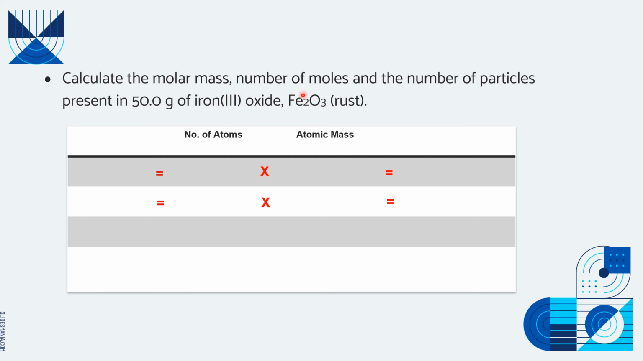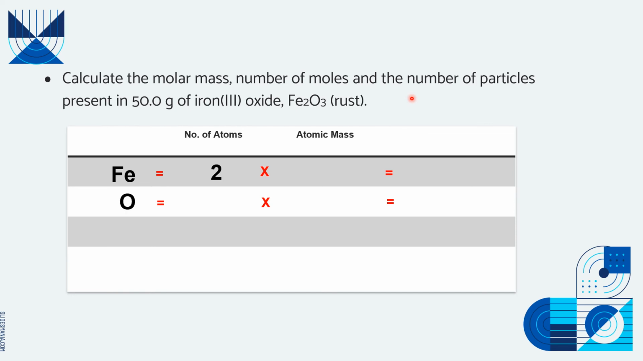So, to get the number of moles, we need to know the molar mass of iron oxide. We will use the molar mass of iron oxide to find the number of moles from the given 50.0 gram of iron oxide. So, let us first get the molar mass of iron oxide. In iron oxide, there are two elements. We have iron and oxygen.